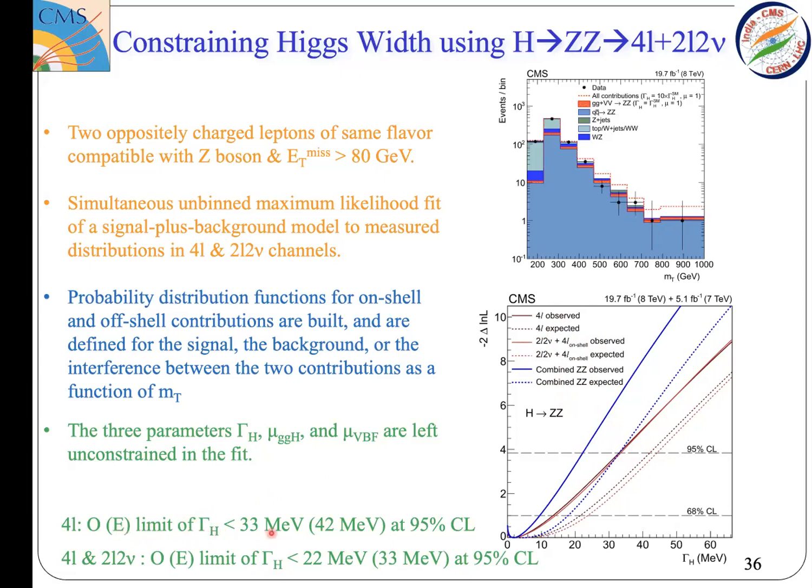The observed limit turned out to be 33 MeV. The expected one turned out to be 42 MeV at 95% confidence level. Remember, if you compare it with the earlier direct width coming from the on-shell measurement, these are orders of magnitude better.